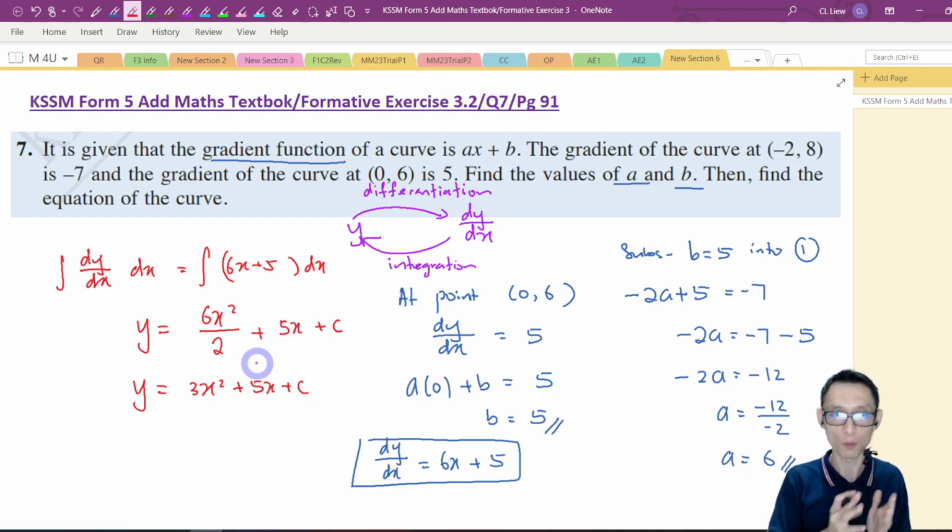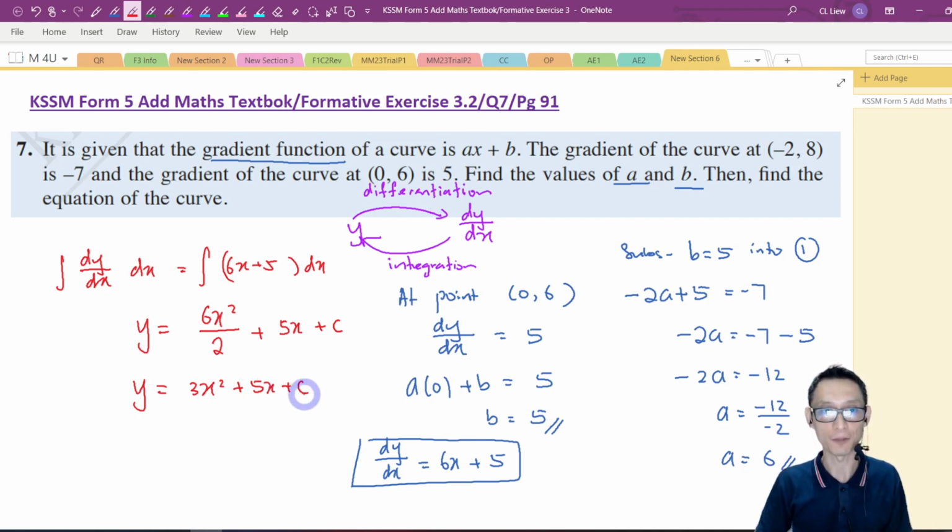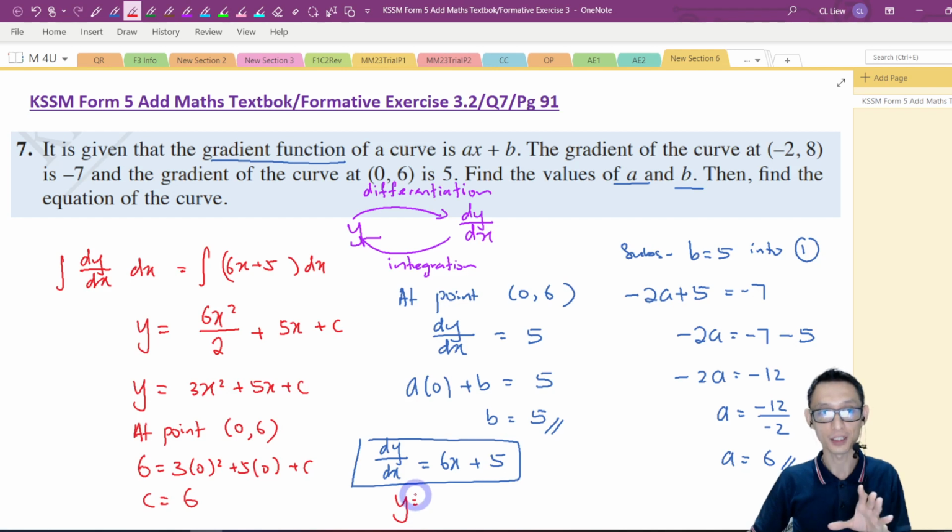We almost have the answer, but we still need to find the value of c. You can use this point or this point to help me get the c. Both will give you exactly the same answer. I will just use this one because I have a 0 here, which will be easier. So at point 0, 6, y is equal to 6, x is equal to 0, plus c. This will give us 0, this will give us 0 as well. Eventually, we know that c is equal to 6, and now we have the equation of the curve. y is equal to 3x squared plus 5x plus 6.